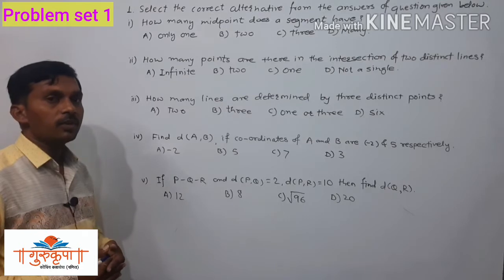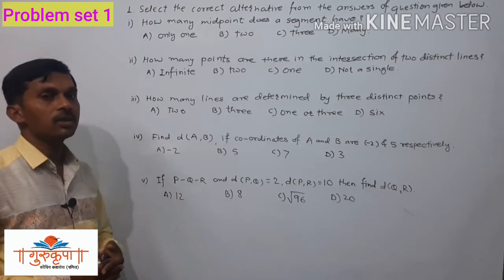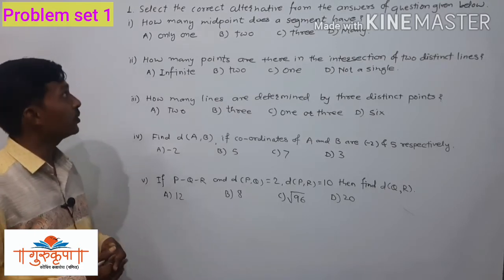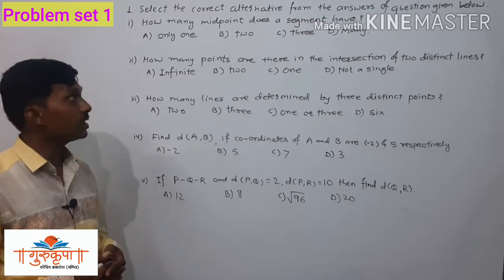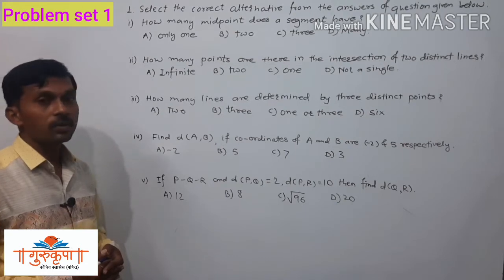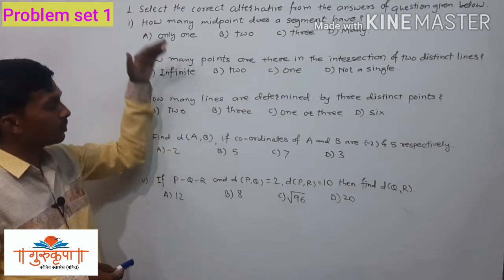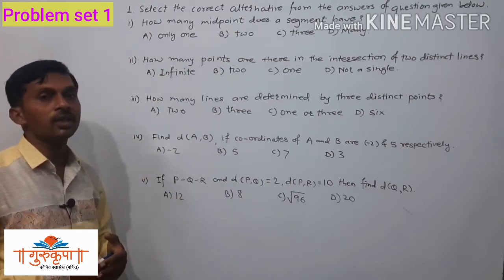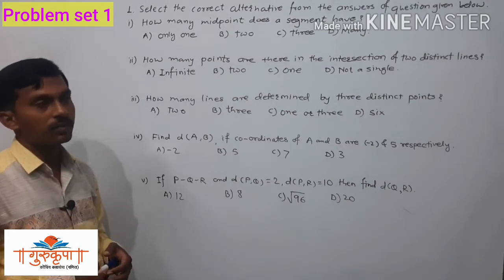Problem set 1 from the first lesson, that is basic concepts in geometry. And the first question from the problem set is: select the correct alternative from the answers of the questions given below. We have been given some questions and we have to select the correct alternative answer for each question.